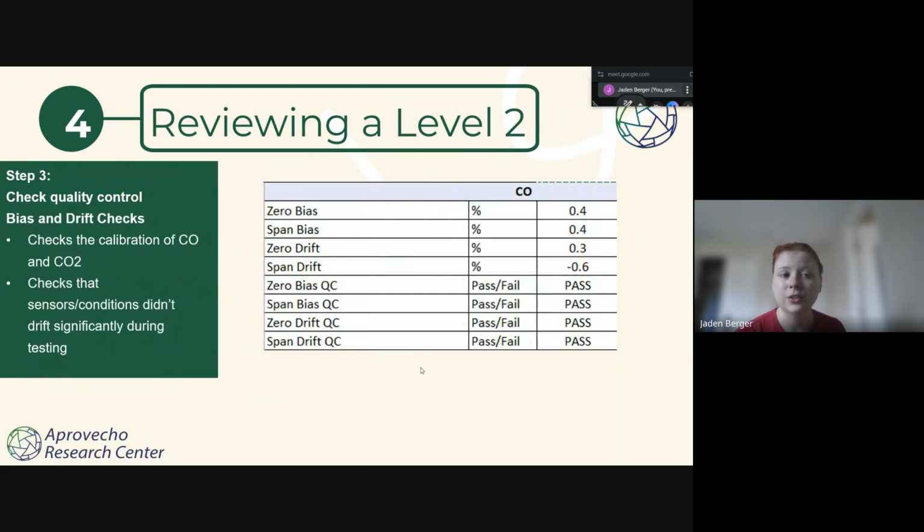And then our drift and bias checks. So that's using our calibration gases for our CO and CO2. That's checking the calibration of our CO and CO2 before we do tests, and checking that our sensors aren't drifting a lot, which can be caused by significant changes in our testing environment or other sensor drift. So we want to make sure that we're passing our bias and drift checks.